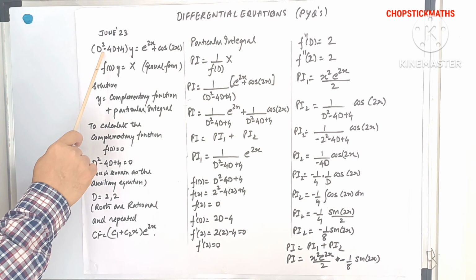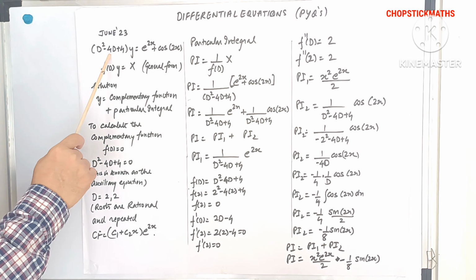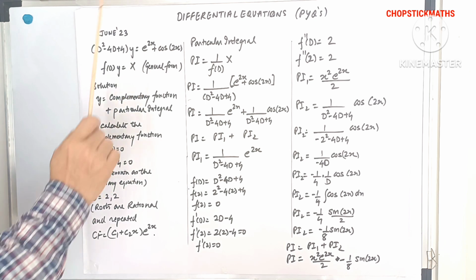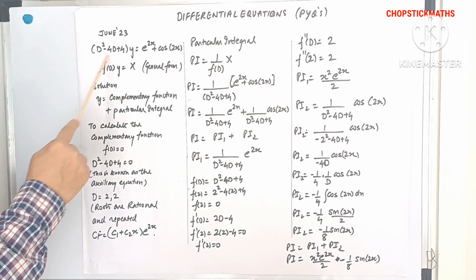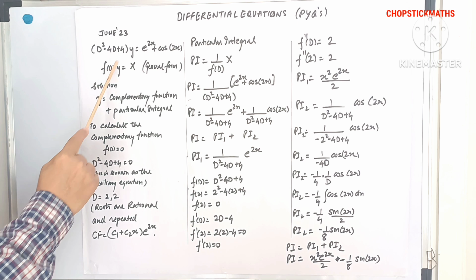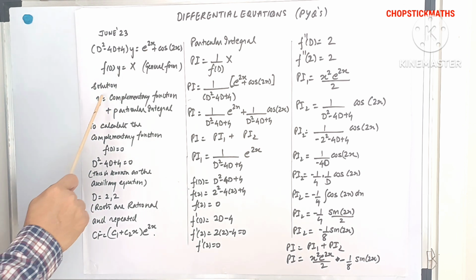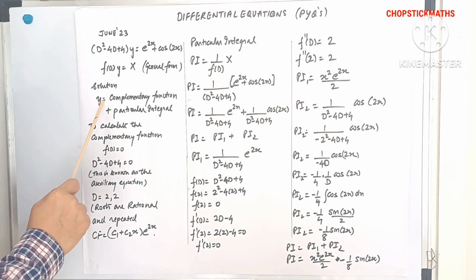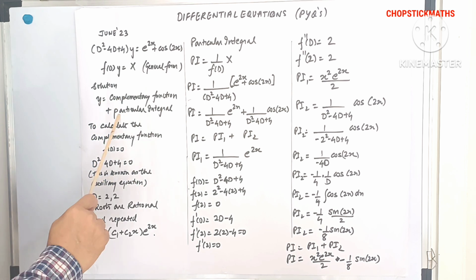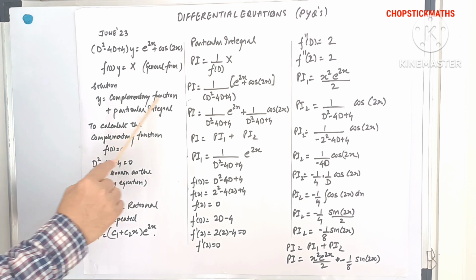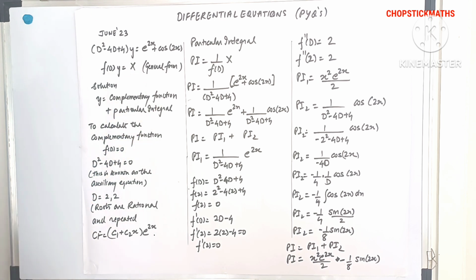June 23, solve the differential equation (D² − 4D + 4)y = e^(2x) + cos 2x. The general form of this equation is f(D)y = X. Now the solution to this differential equation is of the type y = complementary function + particular integral. That is, the solution has two parts, complementary function and particular integral.